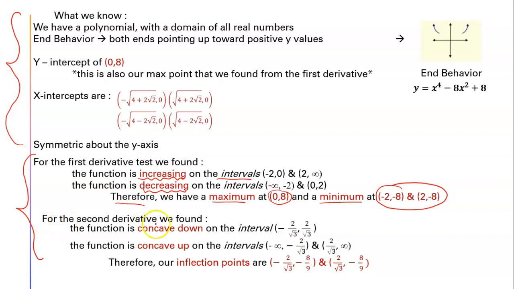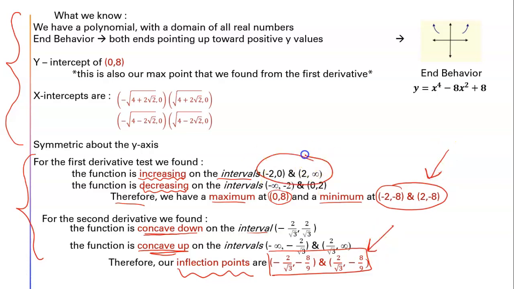Our second derivative tells us that our function is concave down on the interval of negative 2 over the square root of 3 to 2 over the square root of 3. And our function is concave up on the intervals negative infinity to negative 2 over the square root of 3 and 2 over the square root of 3 to positive infinity, meaning we have inflection points at these coordinates here. Keep in mind that these are coordinates on our actual graph, while these are intervals.